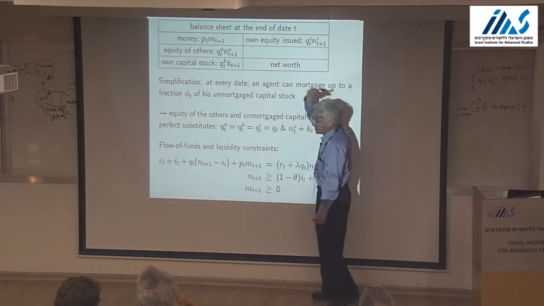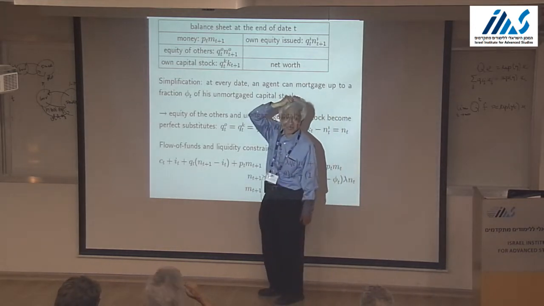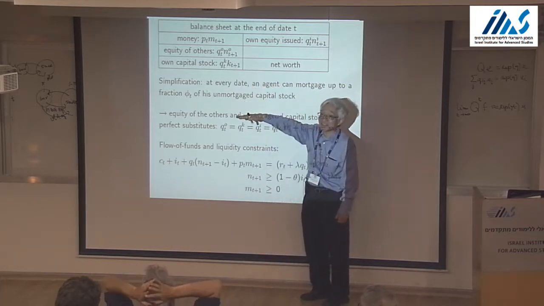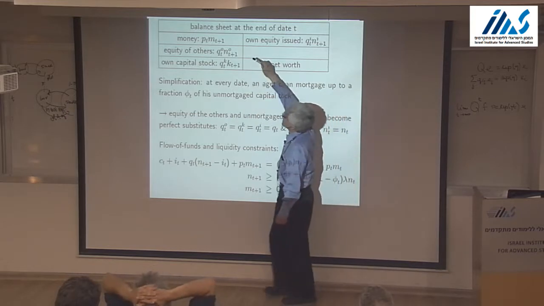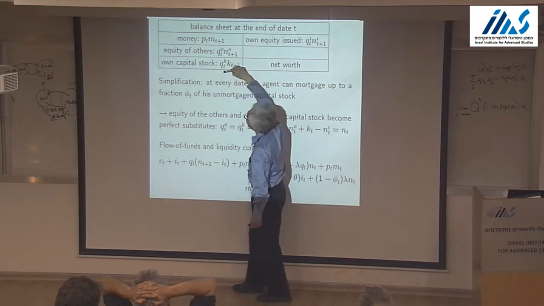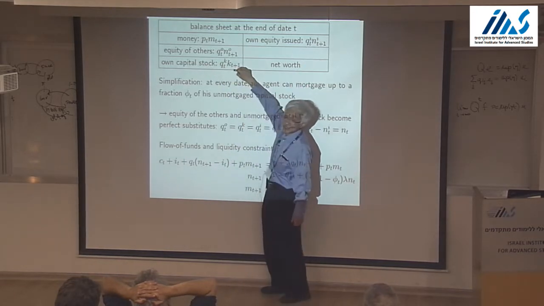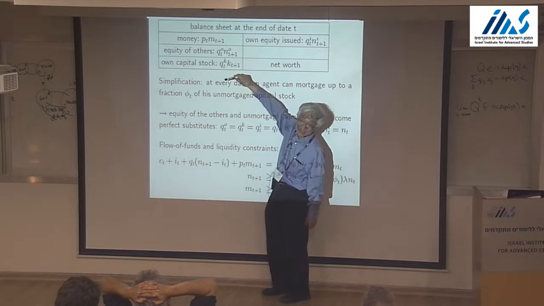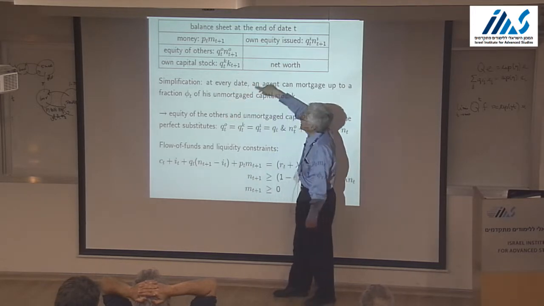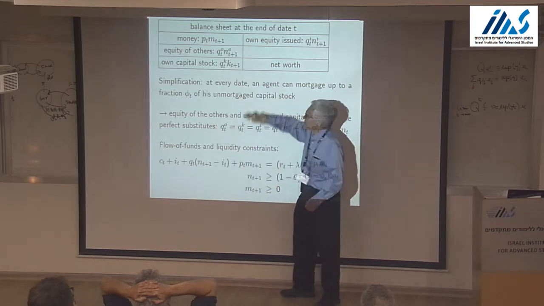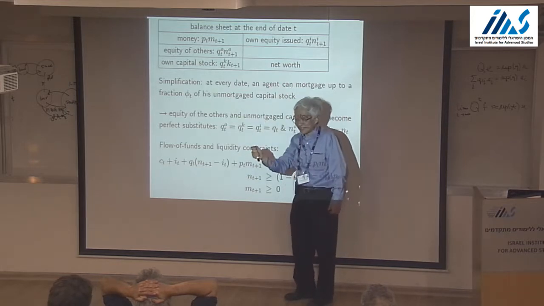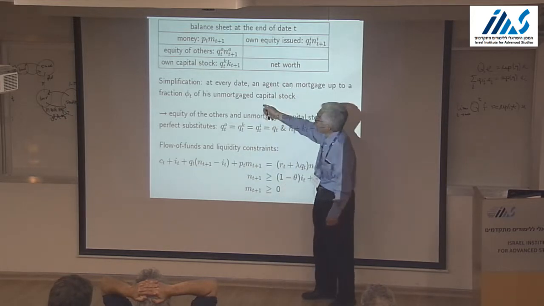So here, as a theorist, without using a computer, what do you do? We get a little shortcut, actually. The problem is the portfolio choice between money and other people's equity depends upon how much capital stock you have which is not borrowed yet. So we make an assumption: the capital stock for which you didn't issue equity in the past, you can remortgage. And moreover, the speed of remortgage is φt.